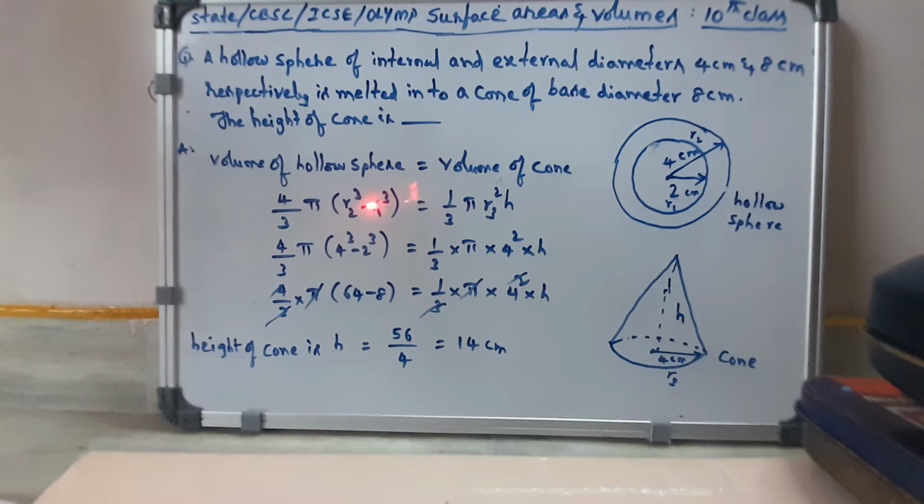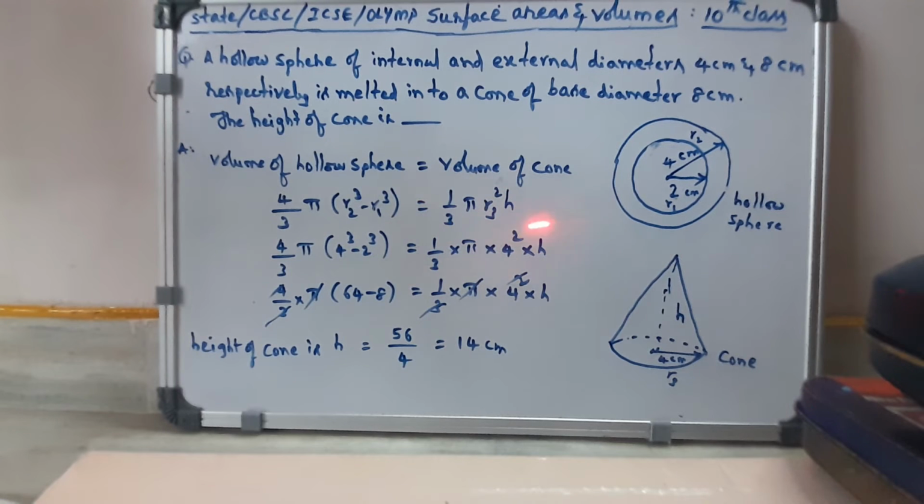The volume of the hollow sphere is, say, r2 cube minus r1 cube: external radius cube minus internal radius cube. So 4 by 3 pi (r2 cube minus r1 cube). R2 is the external radius, R1 is the internal radius.